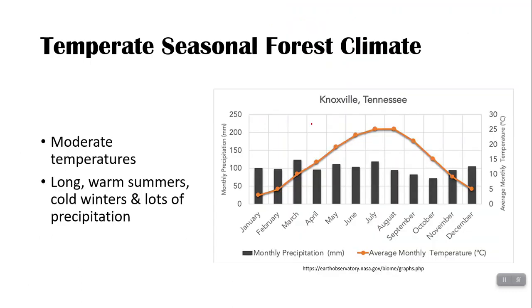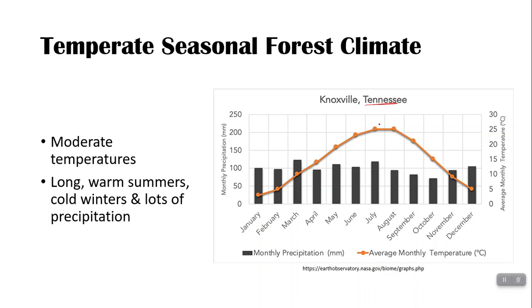This climatogram is for Knoxville, Tennessee. So if we look at the average monthly temperature, it goes up to around 25 degrees Celsius, and in the winter goes down not quite to freezing. Doesn't mean that it never freezes there, it's just the average monthly temperature isn't freezing.